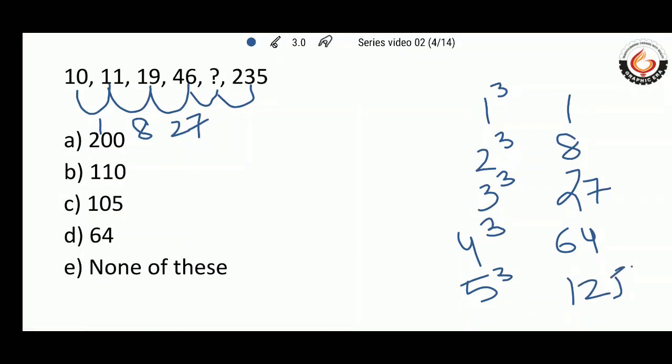Let's check whether it satisfies the equation or not. 64 plus 46 should be 110, and 110 plus 125 goes to what? 235. It means it satisfies our problem, so the answer is 110.